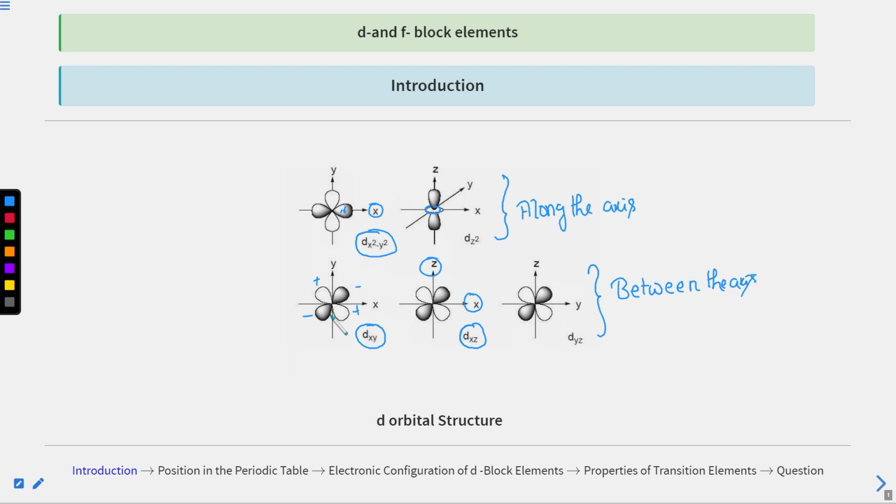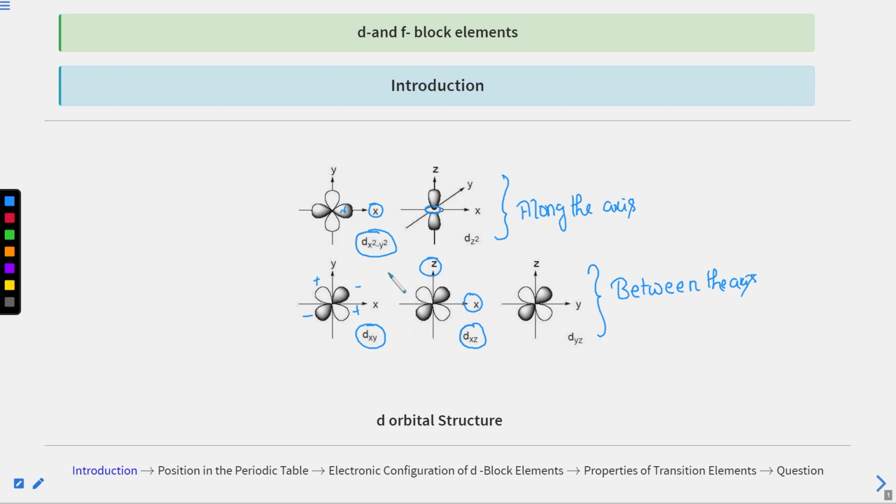Now, let us move to the next one. One more very important thing: out of these orbitals, the dz square orbital is the most capable of making the sigma bond. What is the reason behind it? It will result in the maximum overlap.